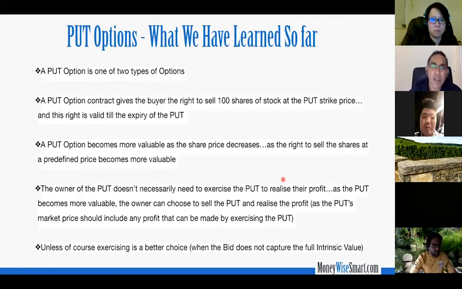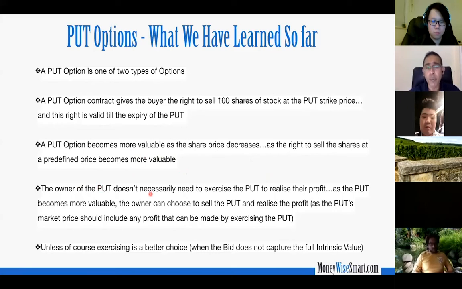Okay, so what have we learned so far? We have learned that the put option is one of the two types of options. The other one is the call option, which we have covered earlier. A put option contract gives the buyer the right to sell 100 shares of stock at the put strike price, and this right is valid till the expiry of the put. A put option becomes more valuable as the share price decreases, as the right to sell the shares at a predetermined price becomes more valuable.